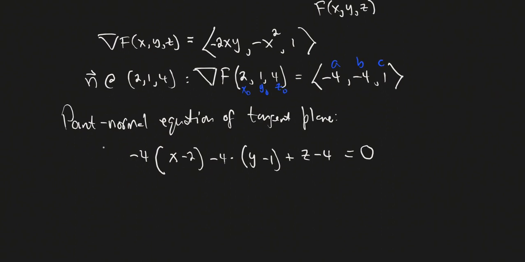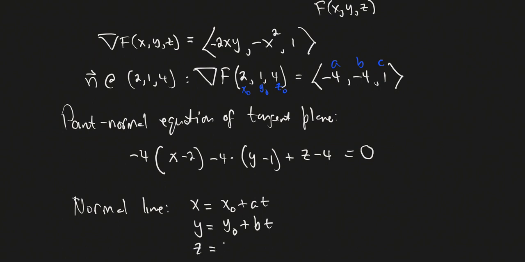Now, to find the parametric equations of the normal line, that, again, just to remind you, is where you have your x equals x0 plus at, and then you have your separate equation for y, where you have y0 plus bt, and then, again, your third equation for z, z0 plus ct, and in this case, we have 2 minus 4t, and then 1 minus 4t, and then 4 plus t.